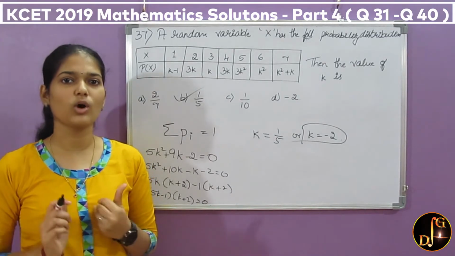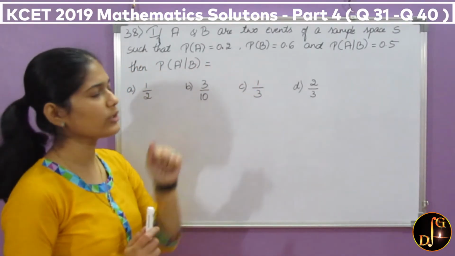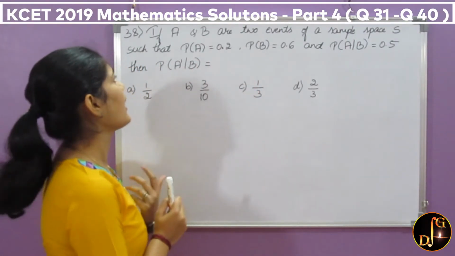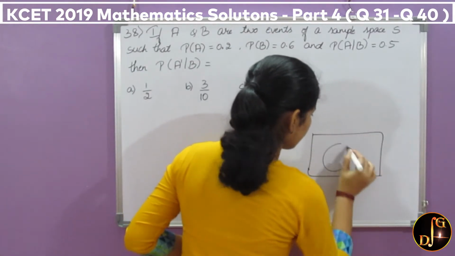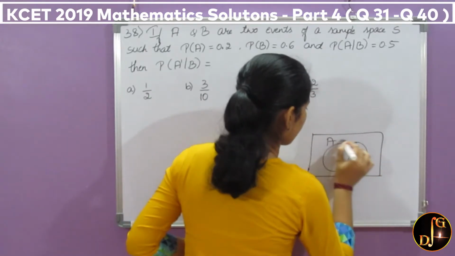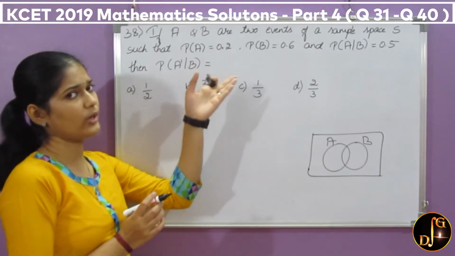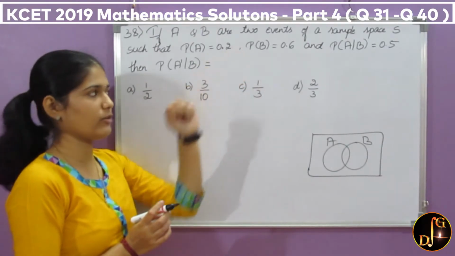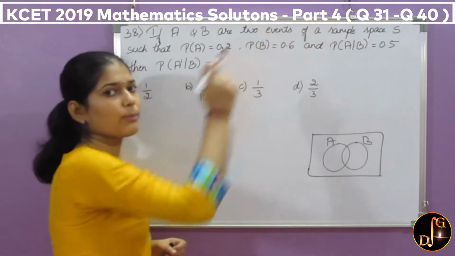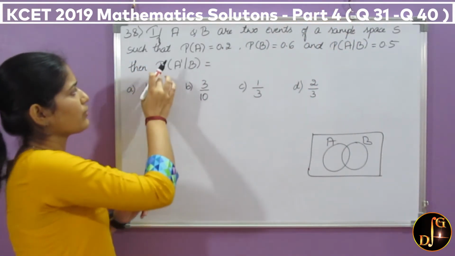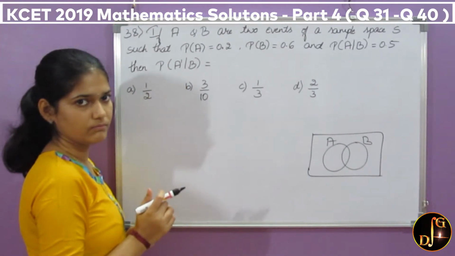Now let's move on to the next problem. In this problem they have given A and B are two events of the sample space S. That means let's draw the figure. Here is A and here is B. Also it is given the probability of A is equal to 0.2 and probability of B is equal to 0.6. And probability of A given B is equal to 0.5. We have to find probability of complement of A given B.